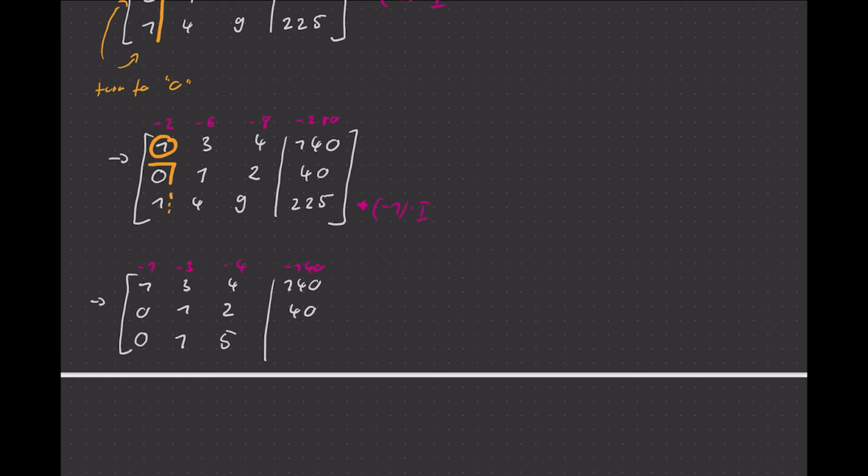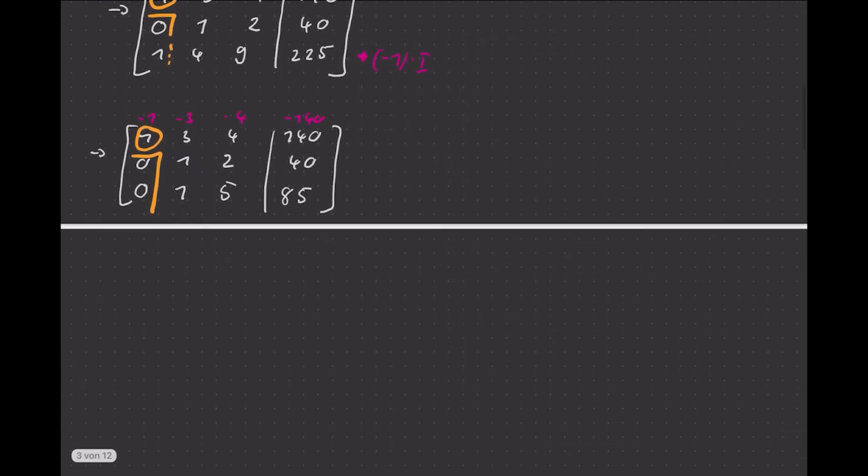And finally, for the right-hand side, we get 225 minus 140, that is 85. So that is our new tableau after that manipulation. Again, this was our pivot element. This here is the first staircase that we obtained. Right, so that was the first step.